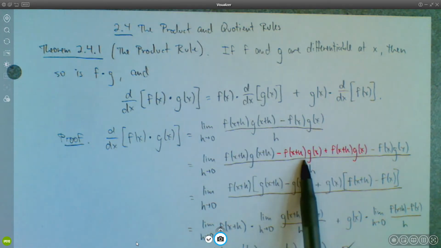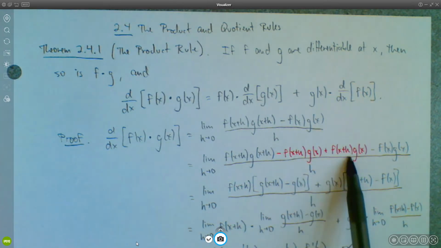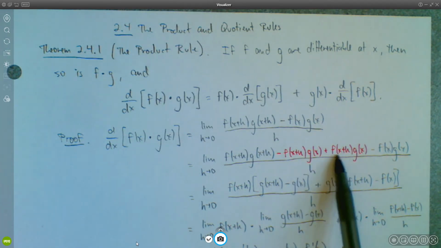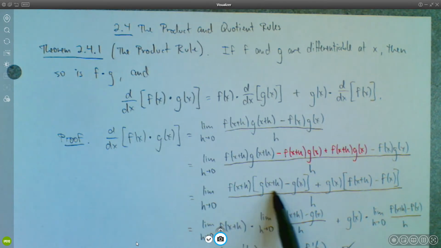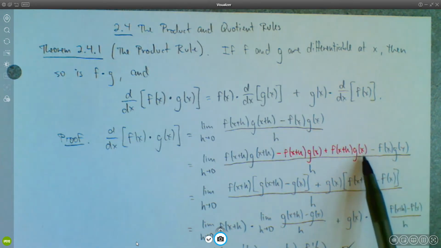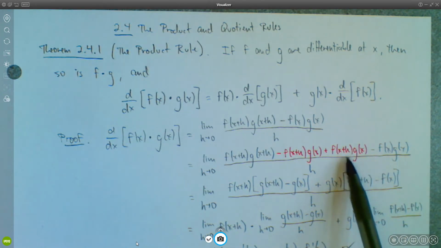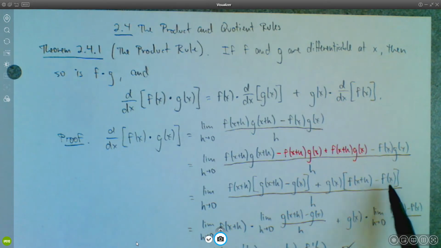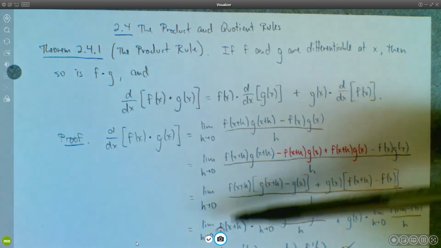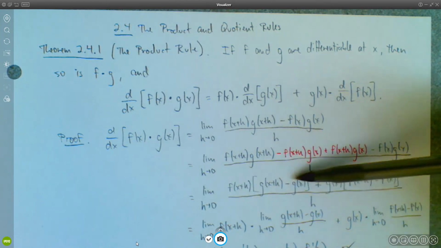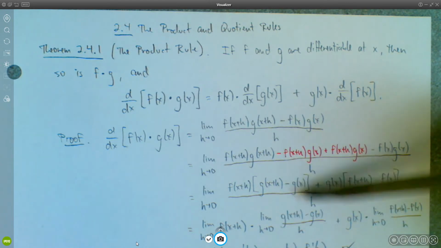Now, if we do a little bit of a fancy manipulation by adding and subtracting this particular quantity, then that allows us, on the next step, to factor out an f of x plus h from this first group, and then we're left with g of x plus h minus g of x. And from the second group, we can factor out a g of x, and that'll leave us with an f of x plus h minus an f of x. And then we can distribute the limit to f of x plus h. We can distribute the limit to g of x plus h minus g of x, divided by h.